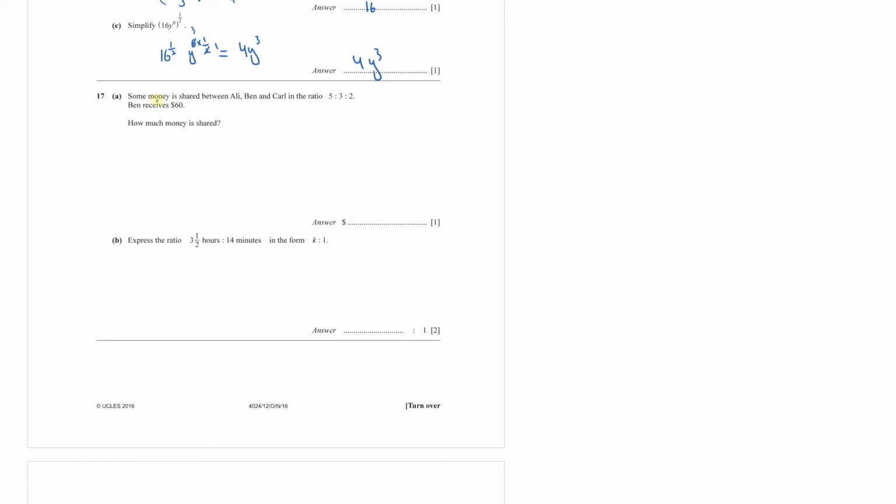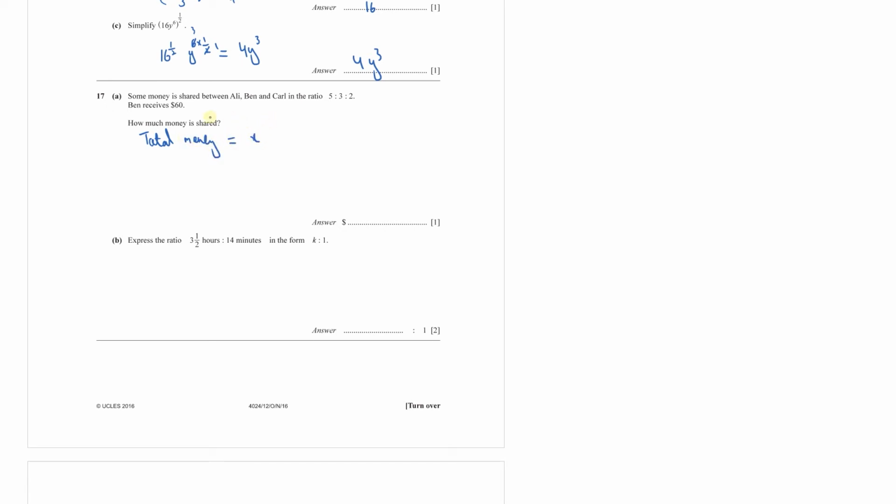Question 17: Some money is shared between Ali, Ben, and Carl in the ratio 5 : 3 : 2. Ben receives $60. How much money is shared? So what is the total money that you need to calculate? That's what you need to calculate. So total money, let's say, equals X.